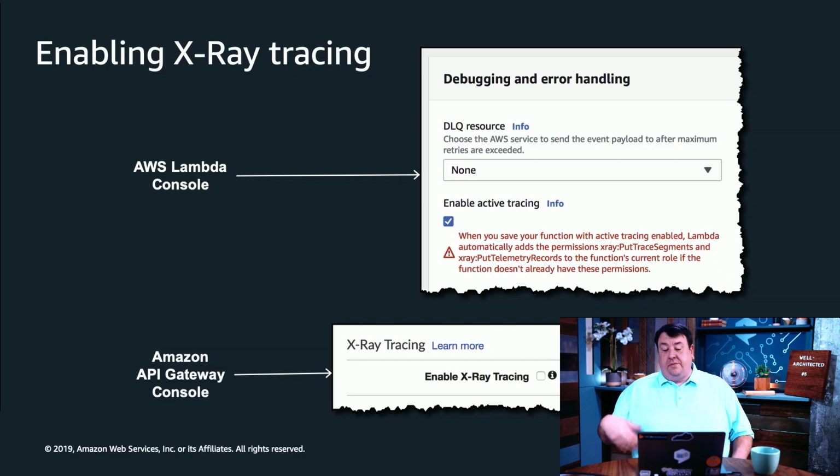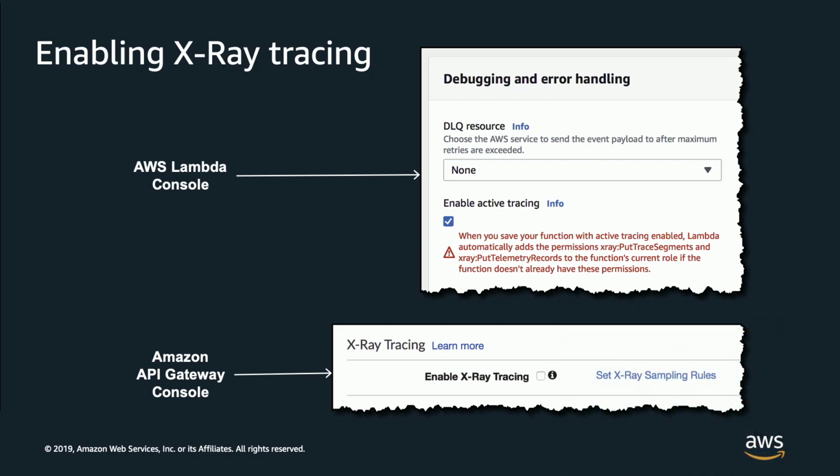And really, best of all, X-Ray tracing is pretty simple to enable, especially for Lambda and API Gateway. For Lambda, it is just a simple checkbox to enable active tracing. If it's API Gateway, it's the same there. And so now you can suddenly view the different calls through the application through an API Gateway or AWS Lambda.